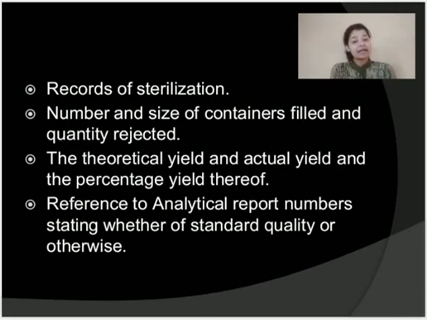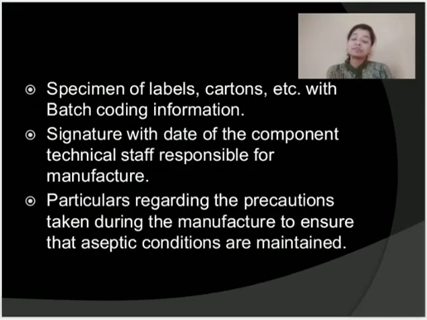Then again there are some analytical records wherein the records of all the analysis are documented. So the reference to the analytical record number should also be mentioned. Then specimens of labels should be there with proper batch coding information like the batch number, the date of manufacture, date of expiry, right? Then a signature with date of competent technical staff who is responsible for the procedure of manufacturing should be there.